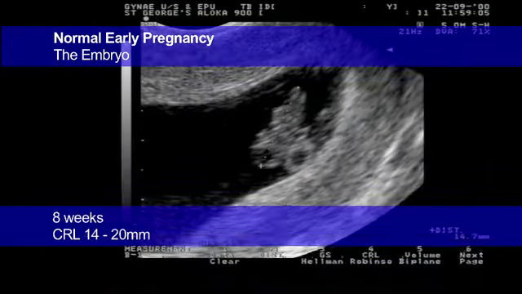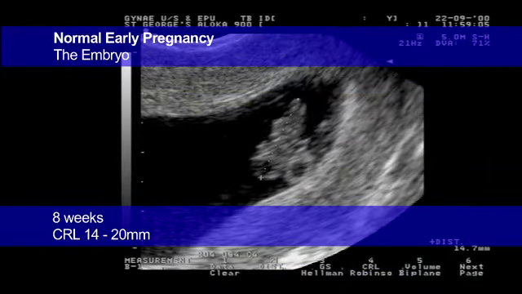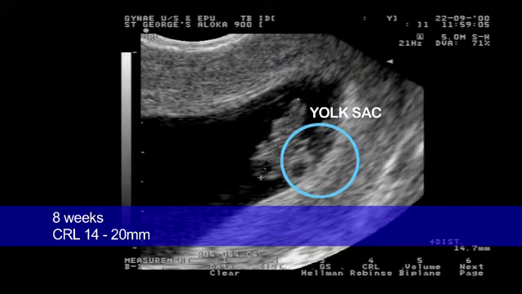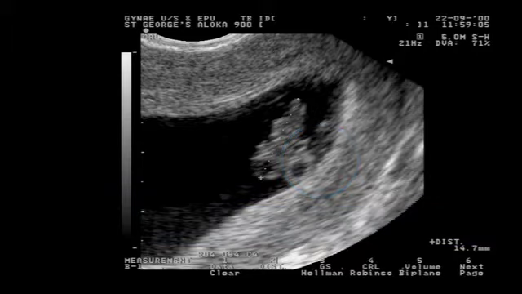By 8 weeks of gestation, the crown rump length is 14 to 20 millimeters, and you can see in this slide the calipers placed accurately from the crown to the rump. Also alongside you can see the yolk sac, which should not be confused in scanning and included in the measurement of the crown rump length. Moving your probe to clearly separate the appearances of the yolk sac from the embryo itself will help you avoid this error.